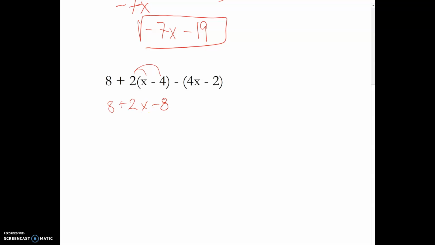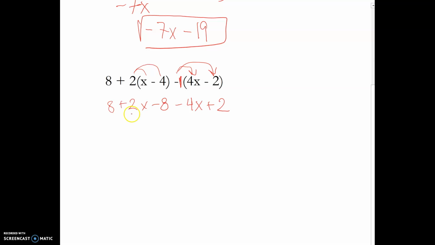Now another place you might have made a mistake, this minus sign. That tricks people. Think about it like a negative 1 out here in front. And we're going to distribute that negative 1, that minus 1. So it's minus 4x plus 2. That's where a lot of mistakes happen, with that plus 2 at the end.